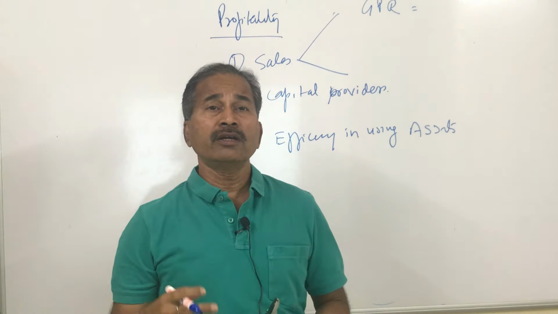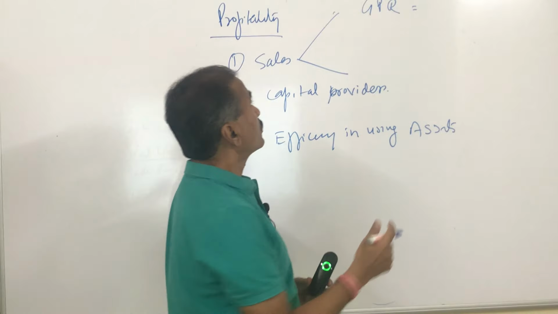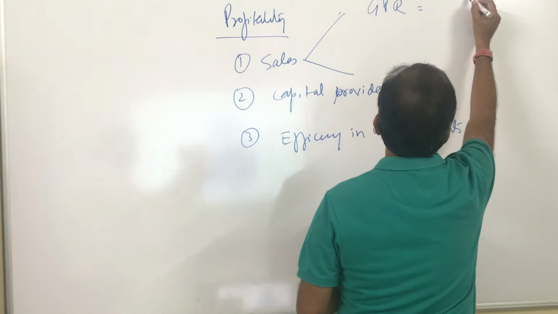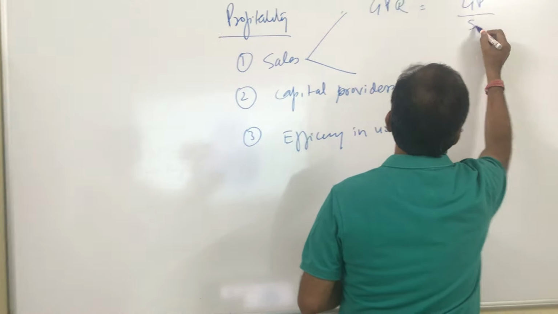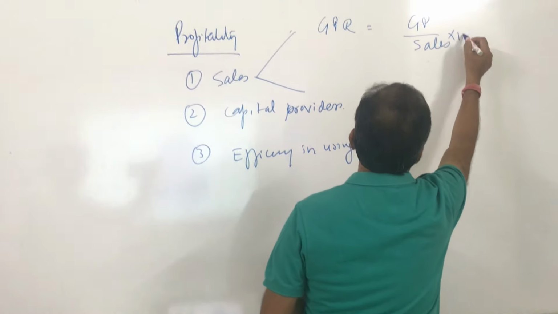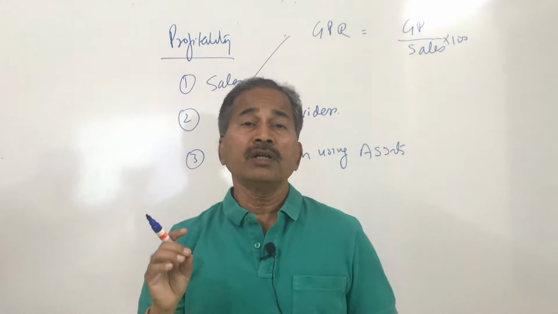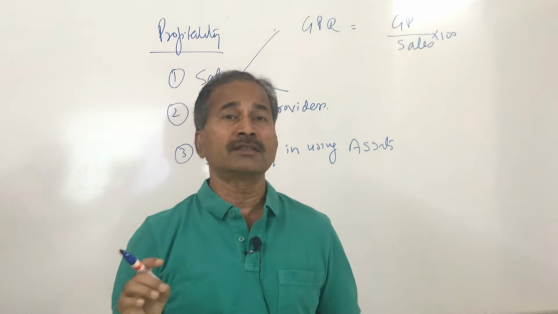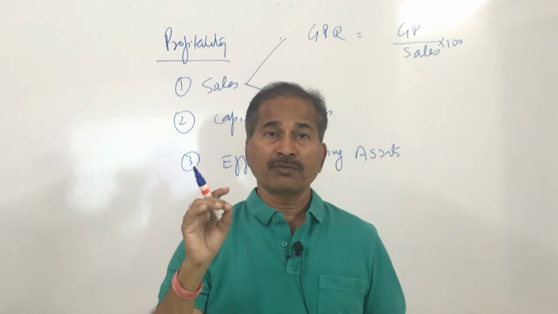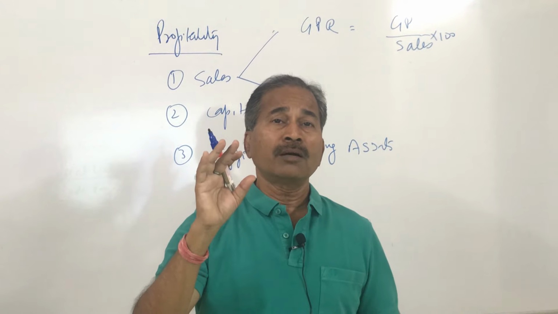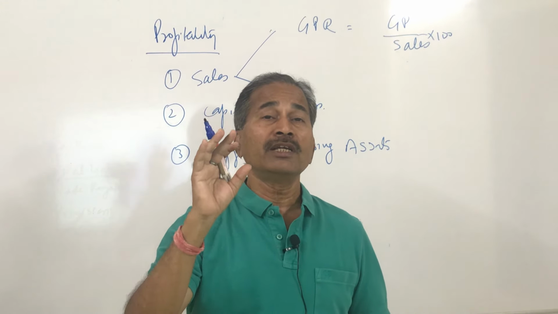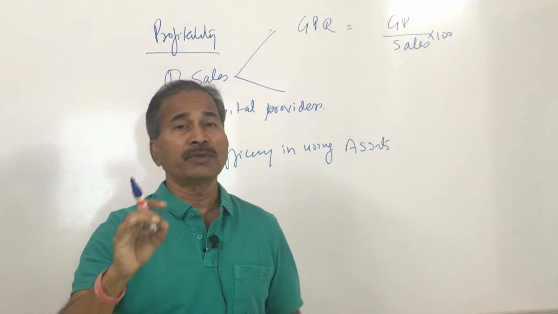How do we calculate the gross profit ratio? Gross profit ratio is gross profit divided by sales into 100. Now this is your gross profit ratio. Now what does the gross profit ratio tell us?